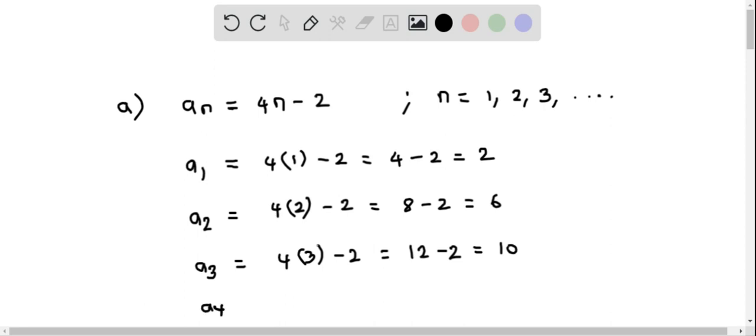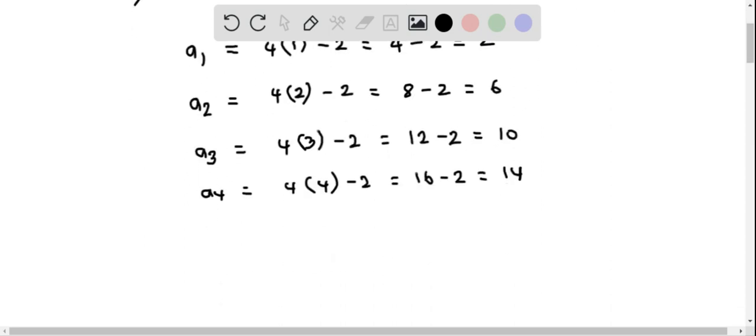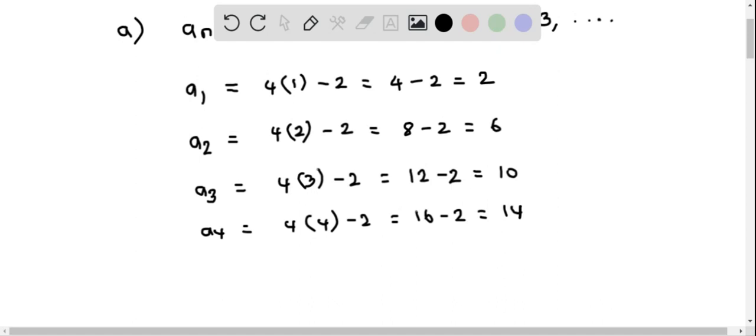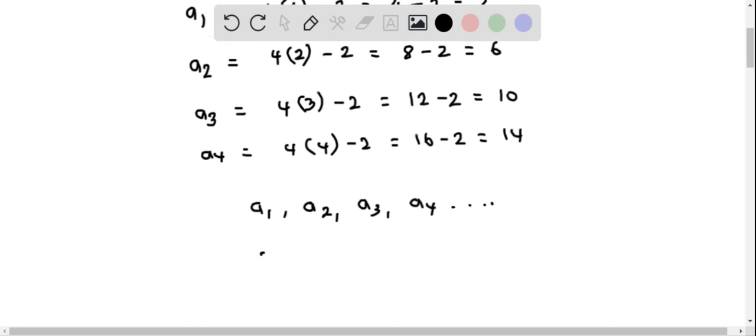We'll find one more term, that is a_4. This is 4 times 4 minus 2 equals 4 times 4 is 16, 16 minus 2 equals 14. So let's write the sequence using the terms a_1, a_2, a_3, a_4, and so on. Let me replace the values: a_1 is 2, a_2 is 6, a_3 is 10, and a_4 is 14, and it just continues.